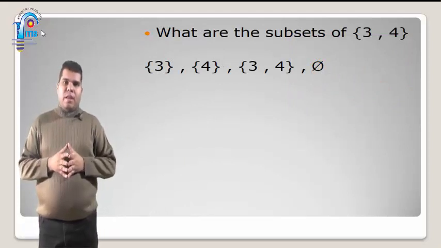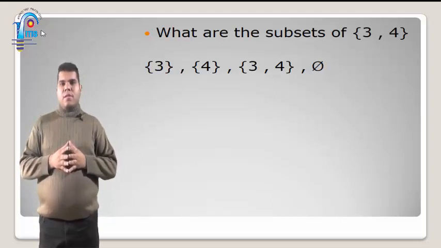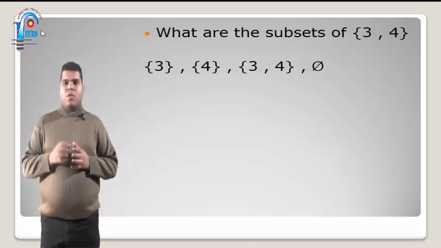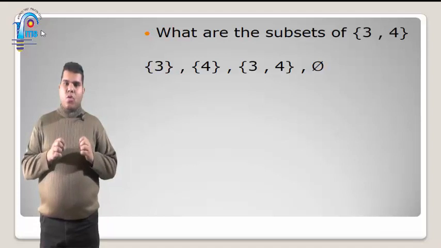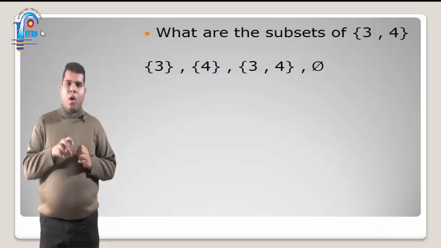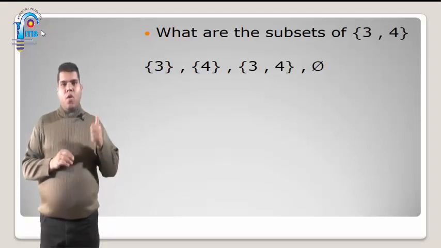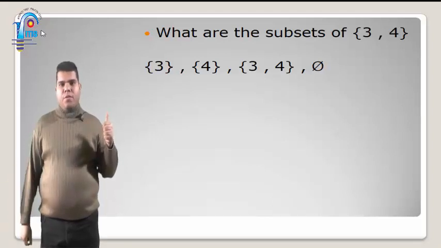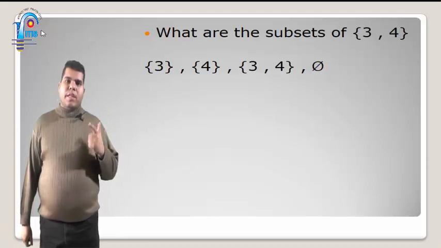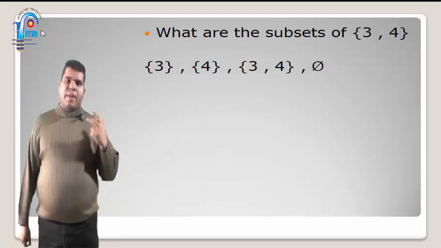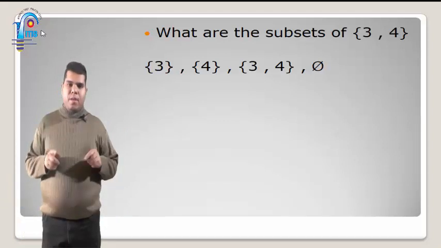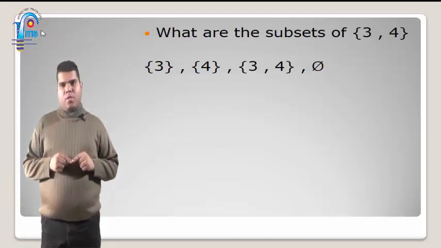This one is the last one. What are the subsets of {3, 4}? Subset means the sets which we can say are a part of the set {3, 4}. First, the set {3} is a part of the set {3, 4}. The set {4} is a part of {3, 4}. The set {3, 4} is the same as {3, 4}, so we can say that the set {3, 4} is a subset of {3, 4}.